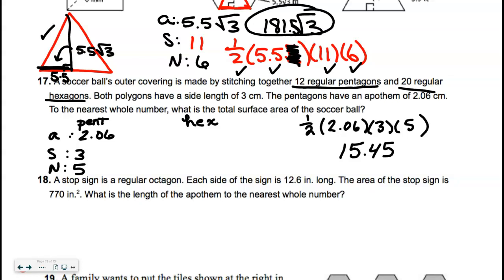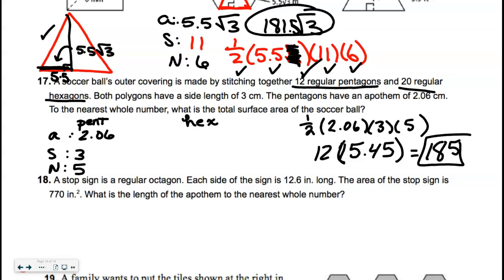So Parker, I'm going to have you do 20 times this. It'll tell me the fabric needed for the pentagon. Not fabric, they're made out of like leather, right? It's 12 pentagons. Oh, it's 20 hexagons. Thank you. So it's 12 pentagons. So Parker, can you multiply that by 12 for me too? 185? Point what? And it says to the nearest whole number. So let's just do 185. All right, we just took care of stitching the 12 regular pentagons.